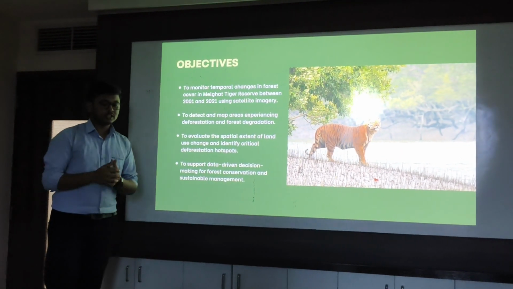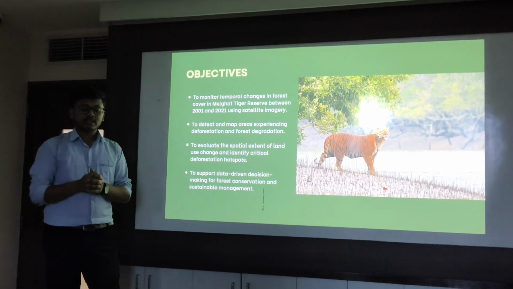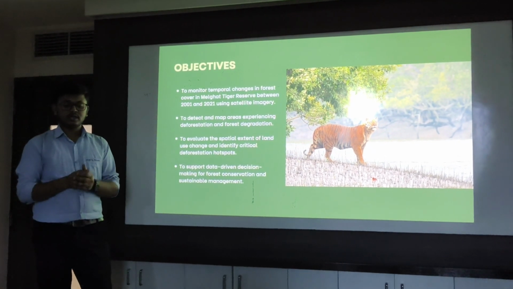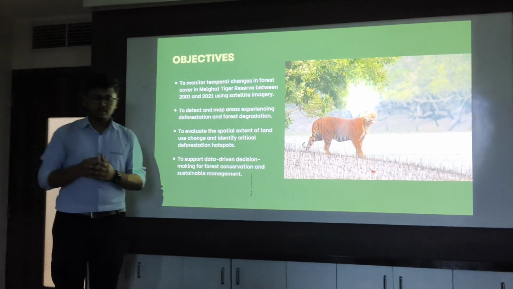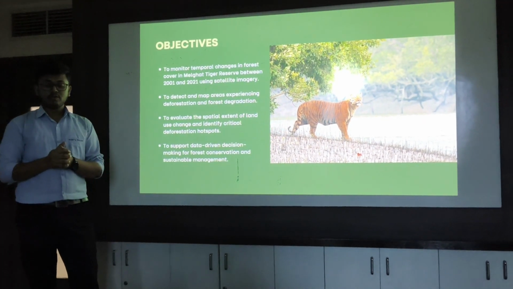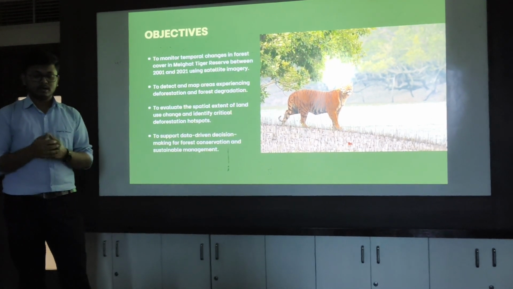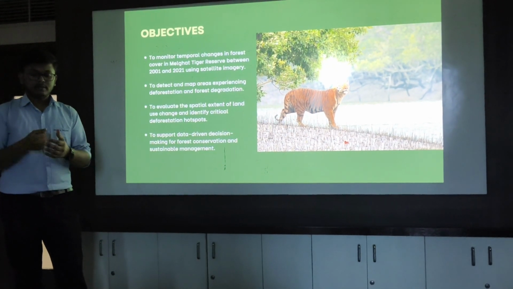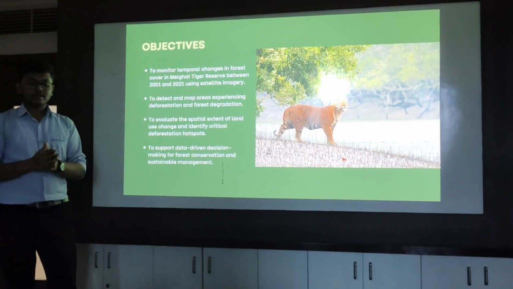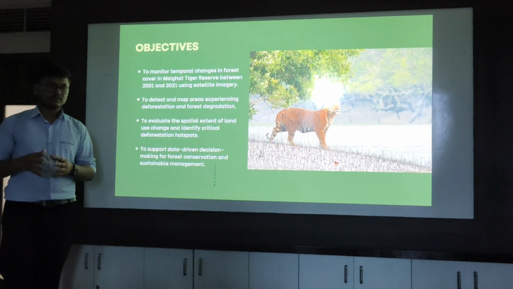So the objective. Let's see the objectives. The objective of our study is monitoring the temporal changes in forest cover between 2001 and 2021 using Landsat imagery. Then map the areas of deforestation and forest degradation. Then identify the critical hotspots where forest loss is most severe. Then provide data-driven insights to support conservation and sustainable management efforts.